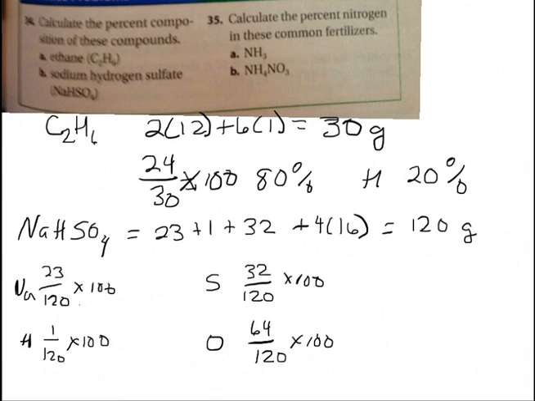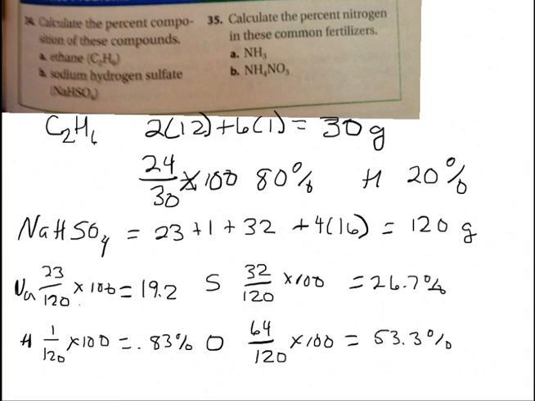And our percents for that would be 19.2% for sodium. For hydrogen, pretty small, it's going to be 0.83%. For sulfur, we would get 26.7%, and oxygen 53.3%. Okay, so there's our percentages for those.